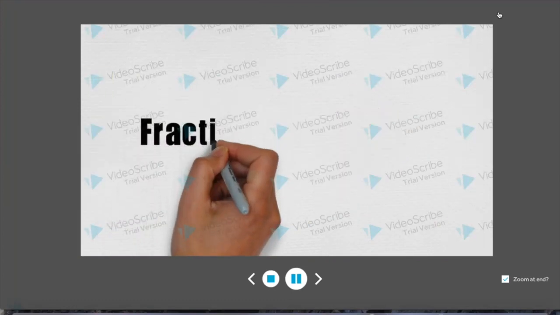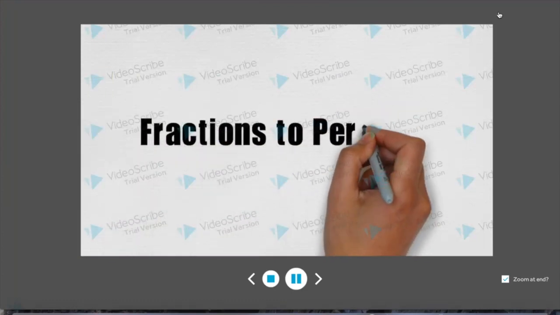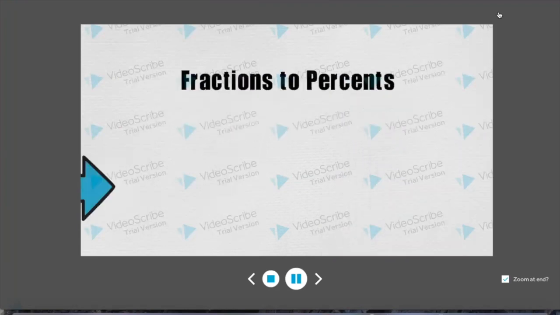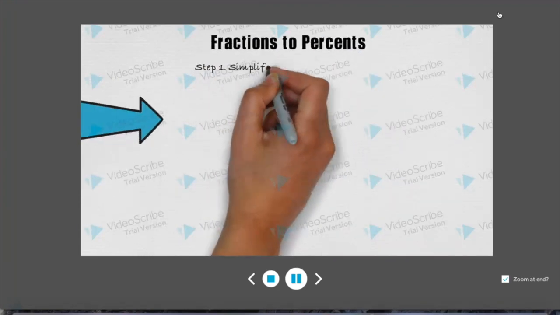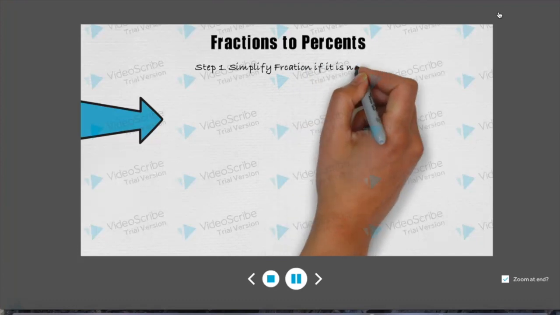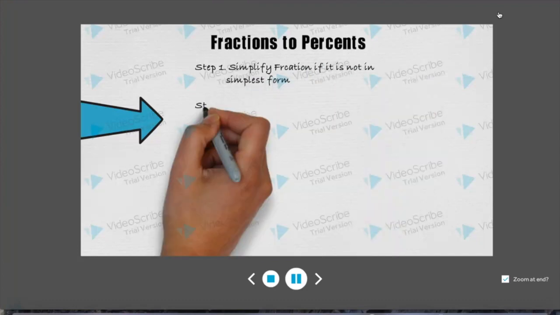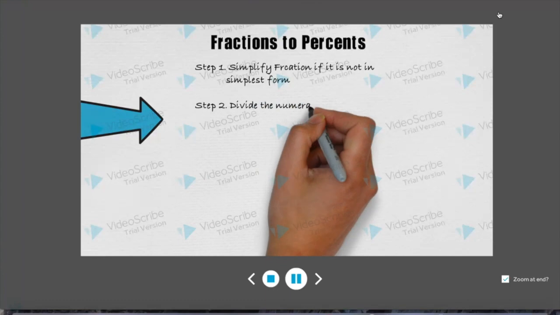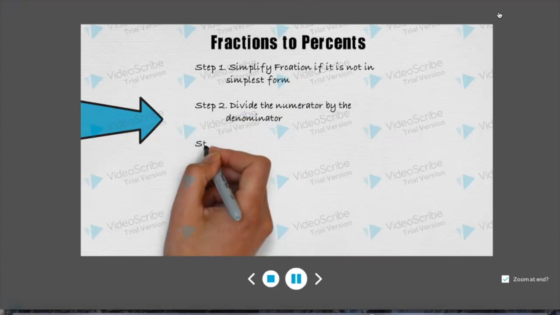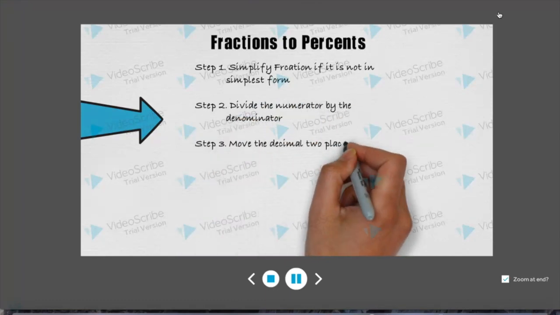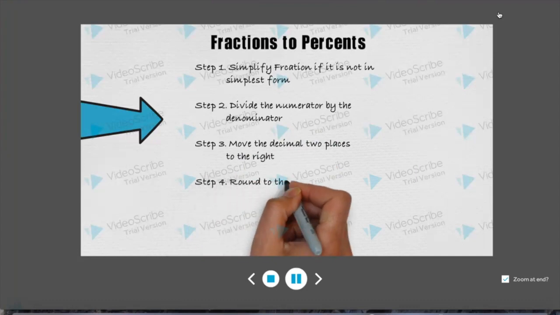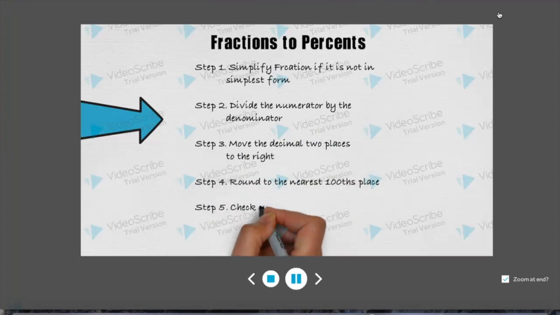Next, I'm going to teach you how to convert fractions to percents, which is almost the same as decimals, but with an extra step. First, simplify your fraction again if it's not already in simplest form to make life easy. Then again, divide the numerator by the denominator, but then you're going to move that decimal place 2 places to the right, and then round to the nearest hundredth place. And check your work.